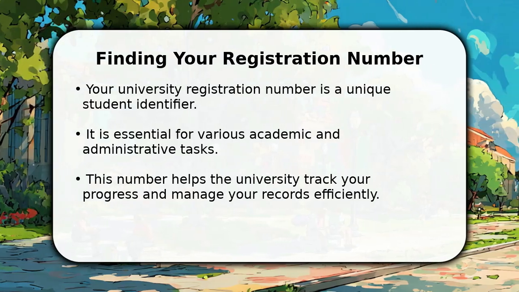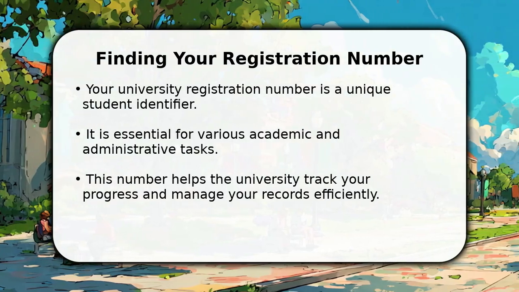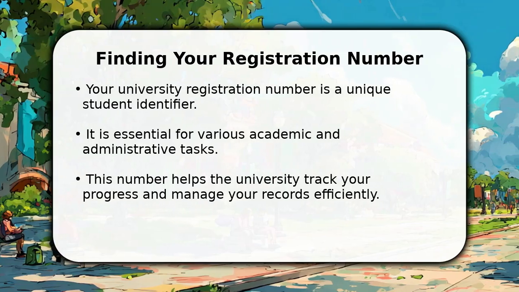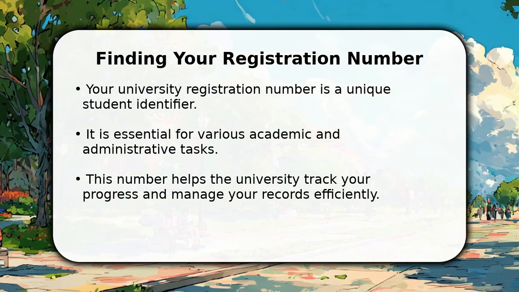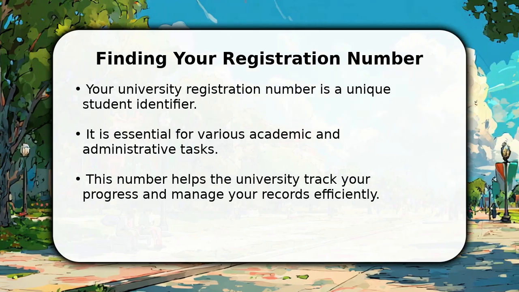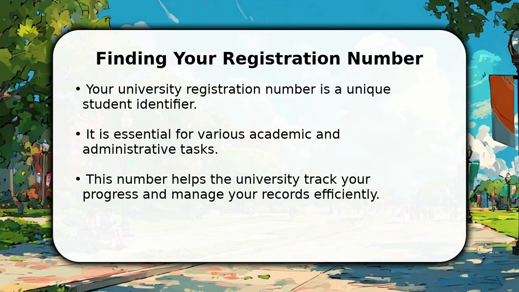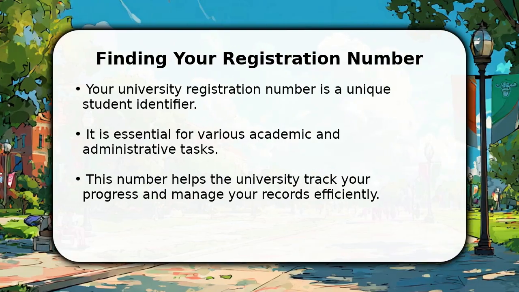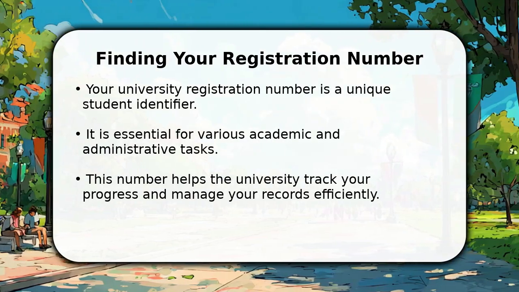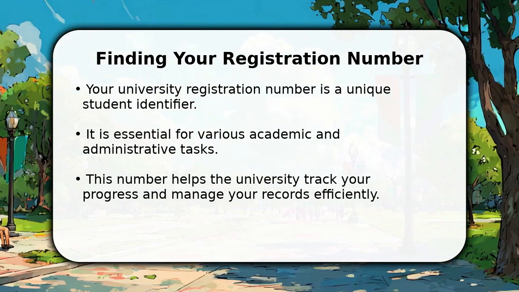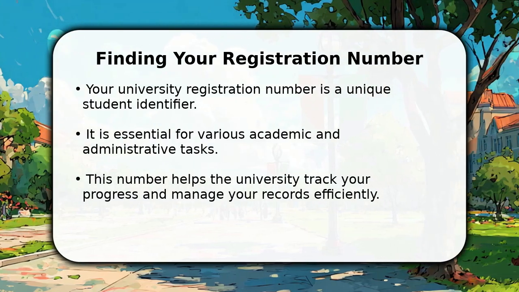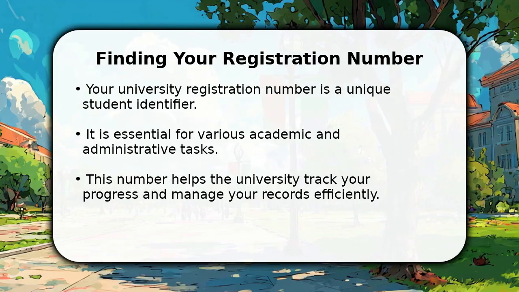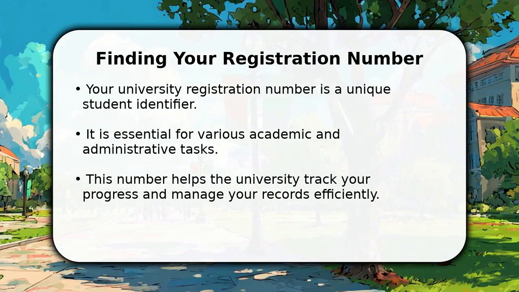In this video, I will explain how to find your university registration number, a crucial identifier for your academic journey. This unique code identifies you across all university systems, from course registration to financial aid applications. Knowing where to quickly locate it saves you time and stress, ensuring smooth interactions with administrative departments. It is essential for verifying your identity and accessing personalized student services.